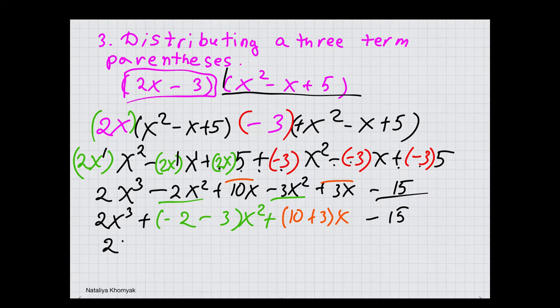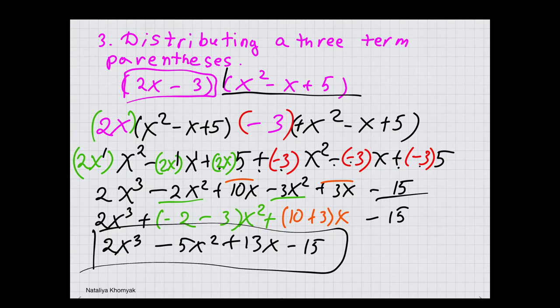So we have 2x^3, same sign, sum is -5x^2 plus 13x minus 15. And this is our solution.